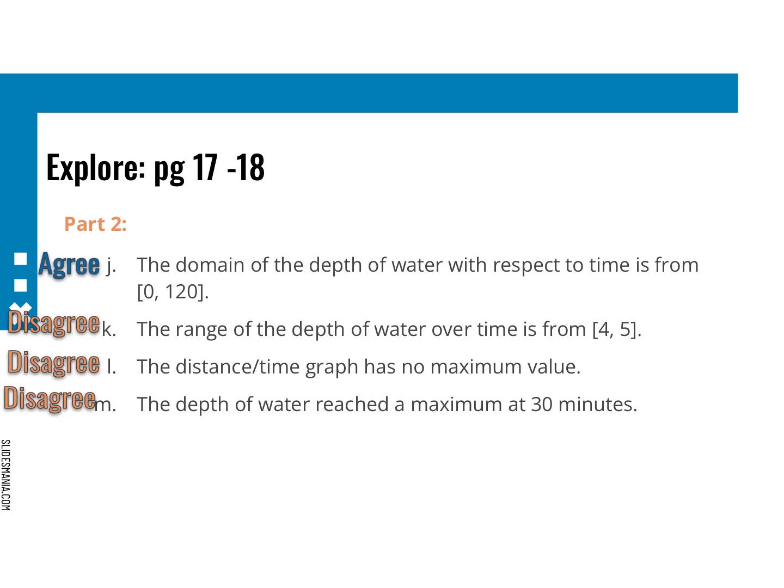All right, here we have our answers. So number one, yes, I do agree. The domain does go from 0 to 120. The range, we disagree because the range went from 0 to 16,000, so that doesn't work. The distance over time graph has no maximum value. We actually did have a maximum value. That was 16,000 feet, so I disagree. And the depth of the water reached a maximum of 30 feet. I disagree because it also doesn't go along with our max. So there you go for the last four.